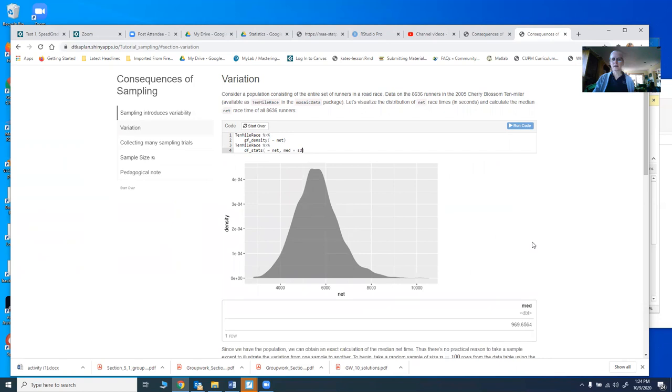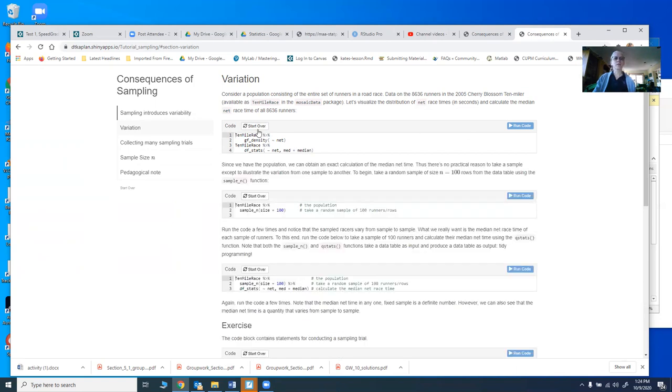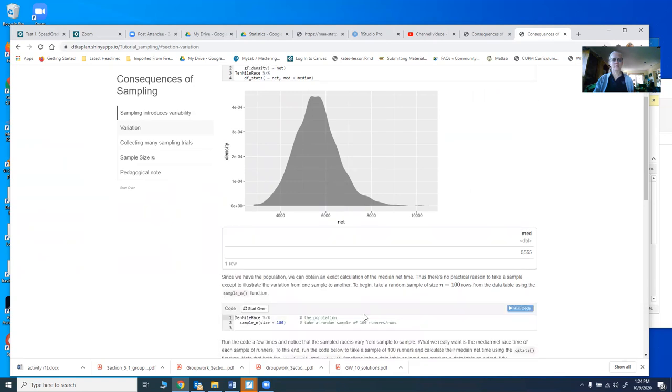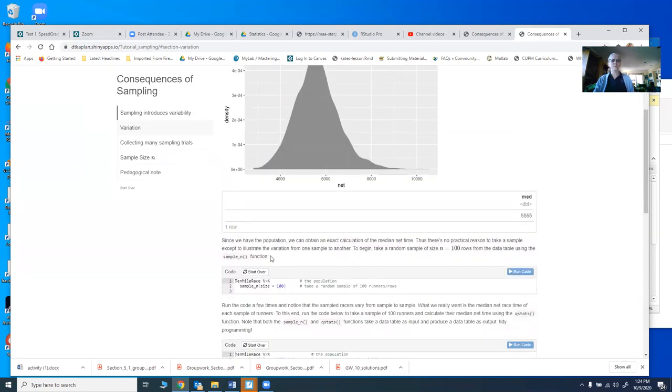So I'm going to run that. And there, even though it's still called MED, because I didn't change that, it now is the standard deviation. So let's kind of remember this. The standard deviation is 970, let's say. Going back, we'll start over this and we'll do the median this time again. And the median is 555. Okay, so just kind of remembering those values.